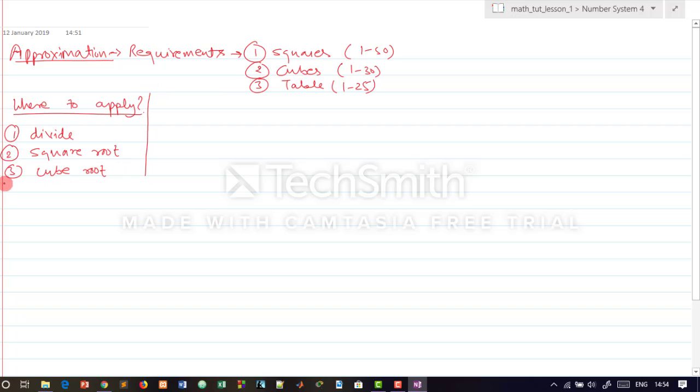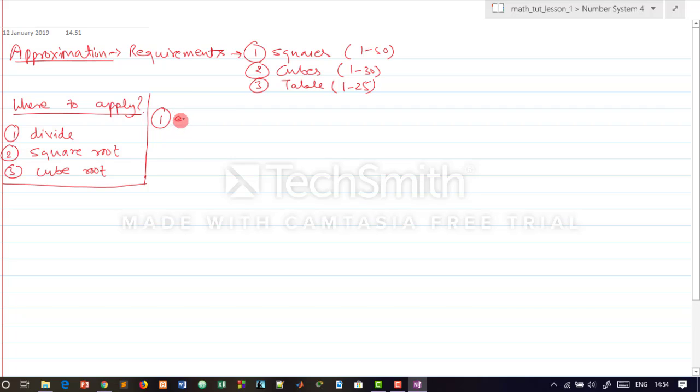Let us take an example of how to apply this. Generally in mathematics, in any question we get stuck at finding the square root of a number. The method I have discussed here is, if you know the squares of 1 to 50, then you can easily find the square root of the given number.